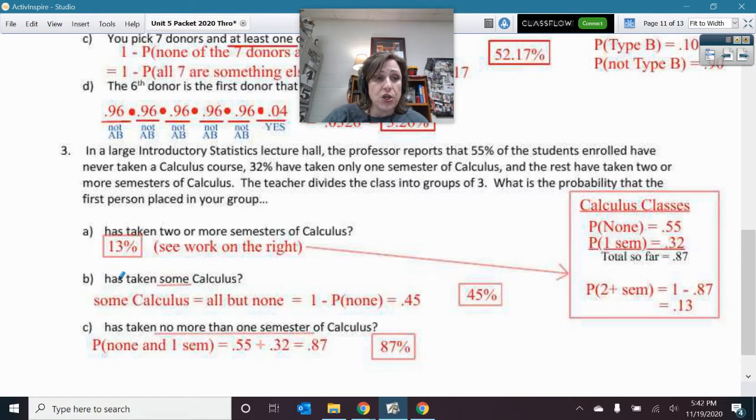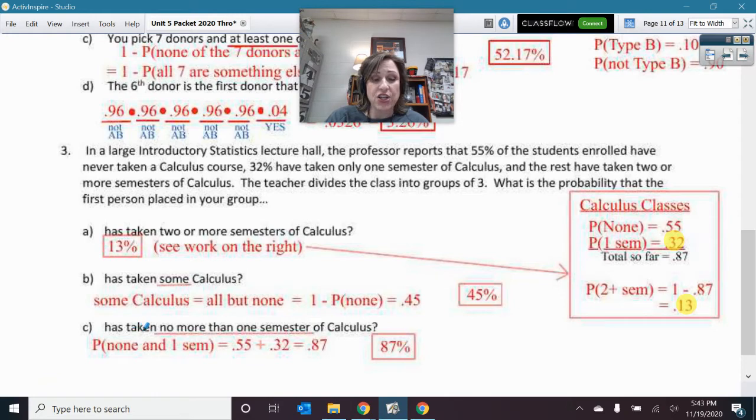Okay? So now, what's the probability that the first person placed into your group, so we're just talking about one person going into your group, has some calculus. Okay, so some calculus is 1 semester and 2+ semesters. So you could just add together the 0.32 and the 0.13, and that would be all of that has some. Or you could do 1 minus the none. So either way, adding the 2 that have them or 1 minus the others.